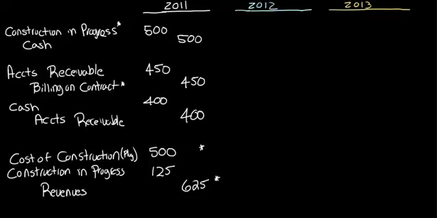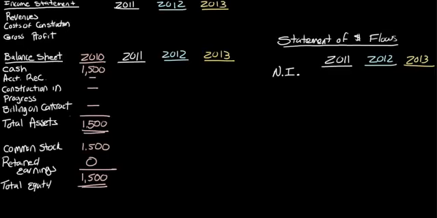So close this window and go here. Our income statement, our first line, is the revenues of $625. We're going to have that cost of construction of $500. So we end up having a gross profit of, and that was a bad line, I need to make that line better, we're going to have a gross profit of $125 in 2011.